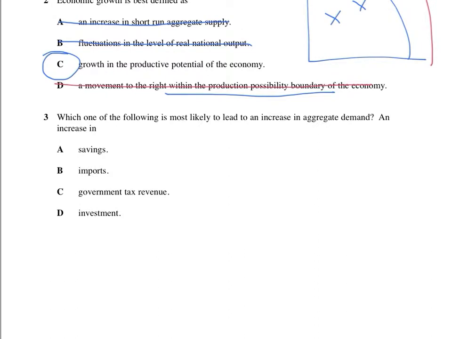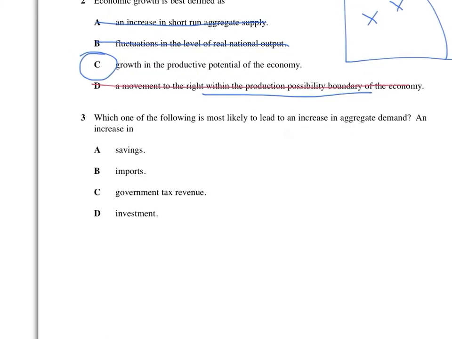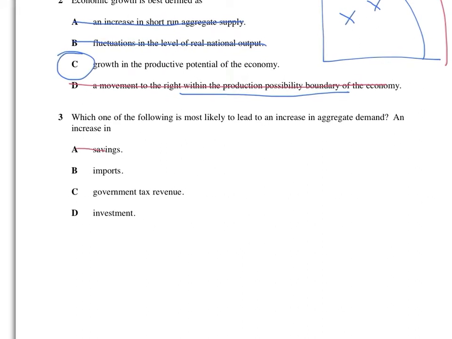Really easy here, an increase in AD. What's going to cause an increase in AD? Now, is it going to be savings? No, because if people are saving more, what are they not doing? They're not spending. Because we know that's to do with the savings ratio. If people have got, in economics, they've got a choice. They either save or they spend.